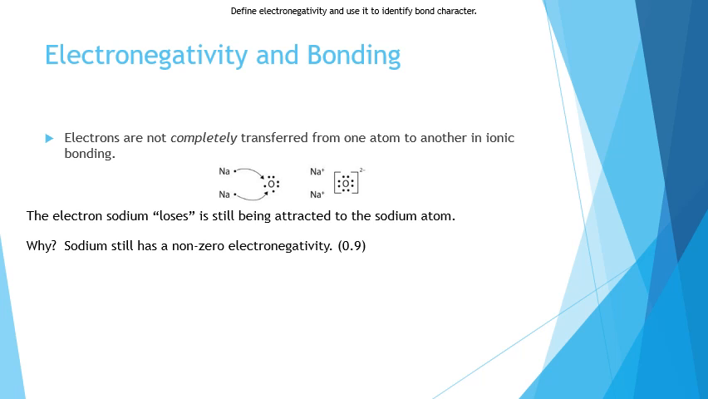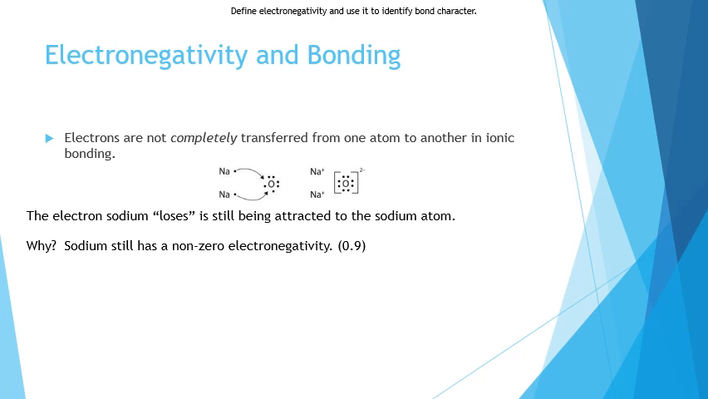Why is this, you might wonder? Well, it's because sodium still has a non-zero electronegativity. If you look at your periodic table, find sodium and look at its electronegativity, you'll see its electronegativity is listed there as 0.9. It's not 0.